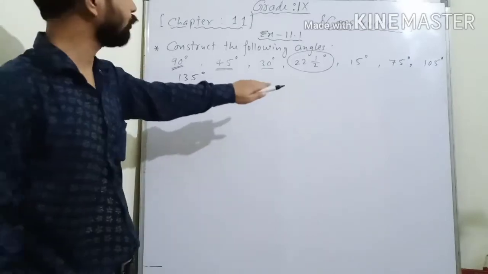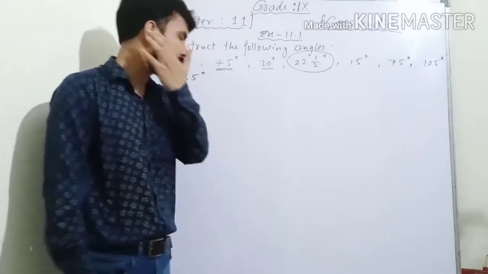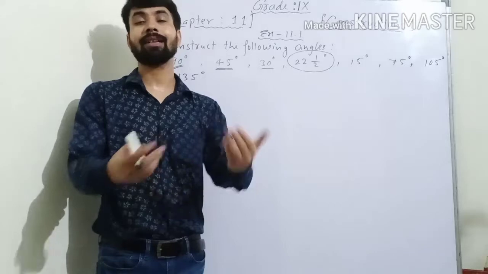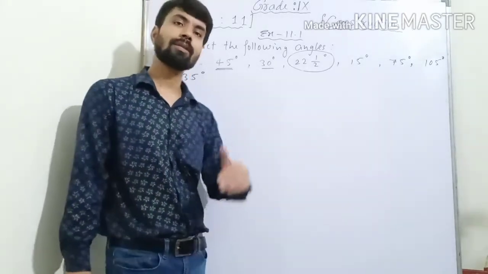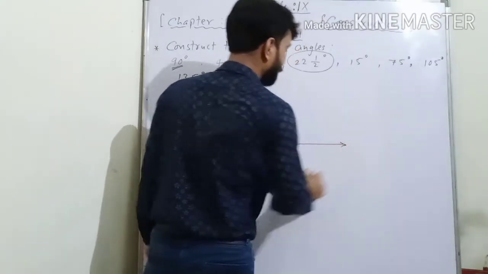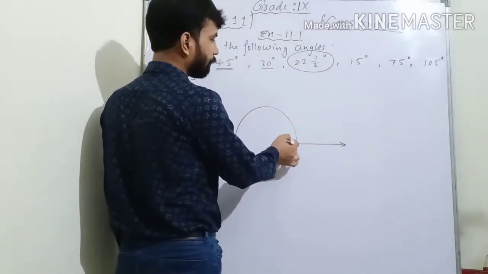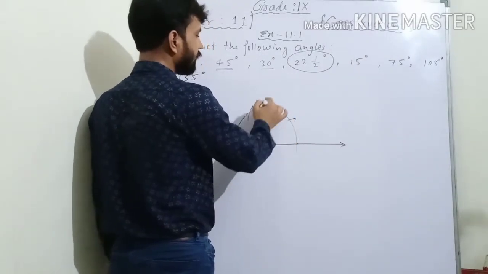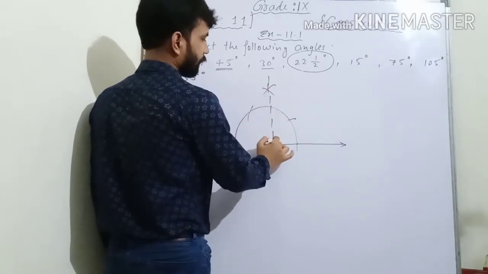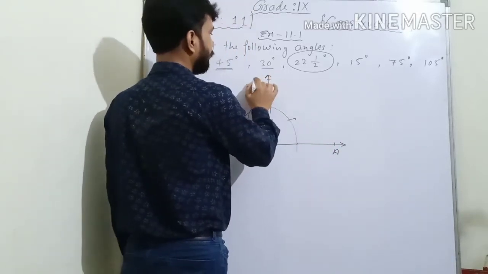For constructing 22.5, first of all we will have to construct 45 degrees. But how can we draw the 45 degrees? For constructing a 45-degree angle, we will have to construct a 90-degree angle. Understood? So baseline, take any distance, semicircle, put your compass here, construct an arc like this, this and this. This is the 90-degree angle, OA and B.